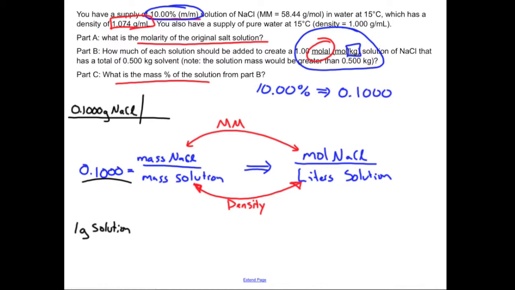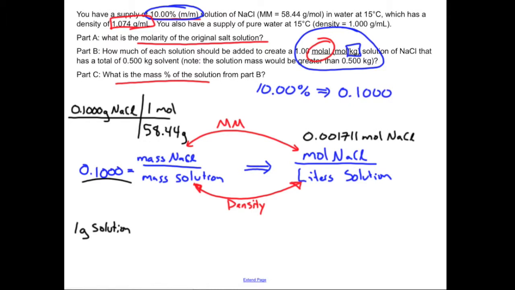All right, coming back up here, let's use our molar mass. 58.44 grams of sodium chloride for 1 mole of sodium chloride. That is going to give me 0.001711 moles of sodium chloride.